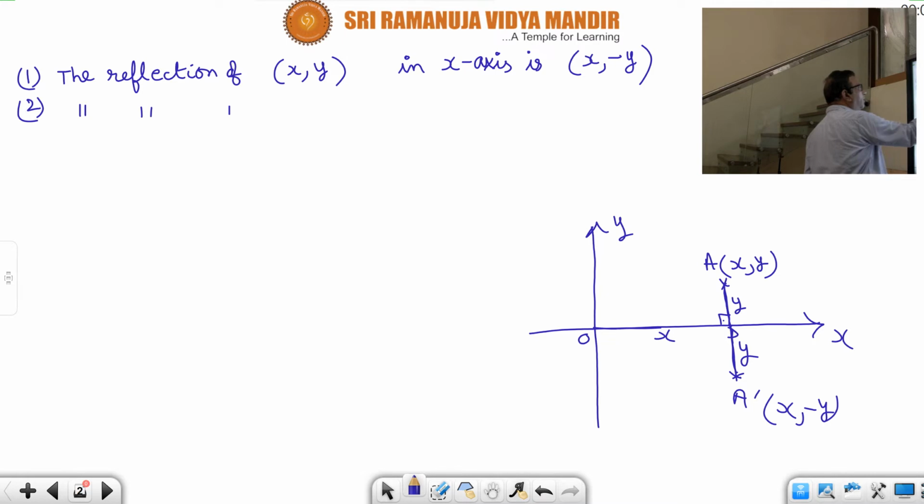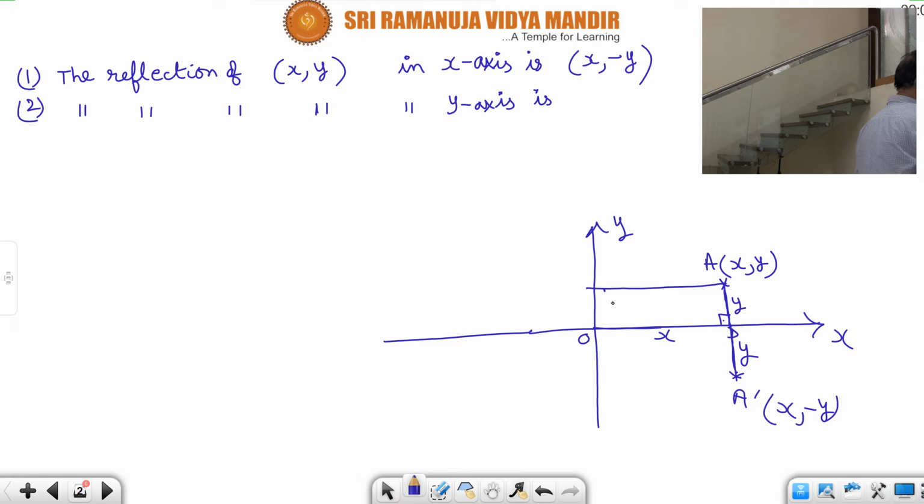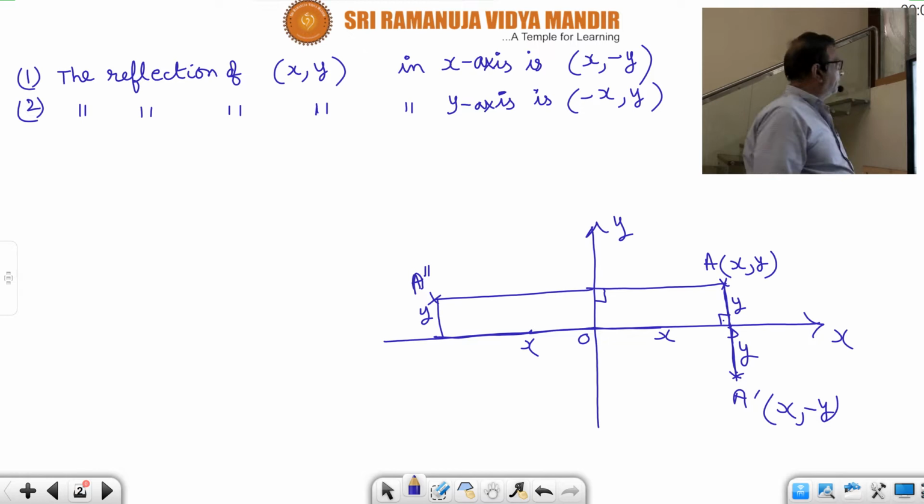Similarly, the reflection of same point x comma y in y-axis is, anybody? Right. From here you drop a perpendicular to y-axis, produce it. So this point A double dash, suppose. So this is x, this is y. In the second quadrant you will get minus x comma y. Okay. So reflection in y-axis means change the sign of the x coordinate.